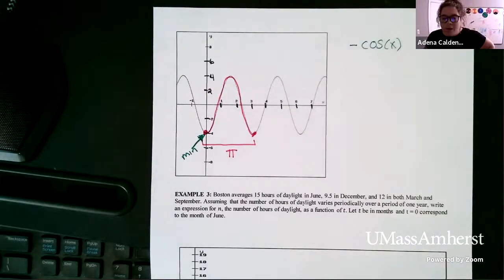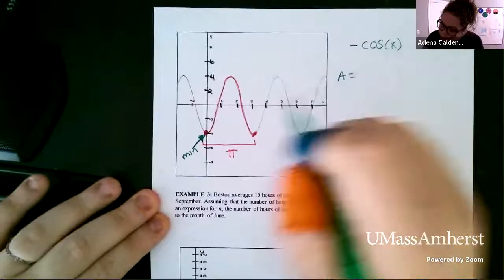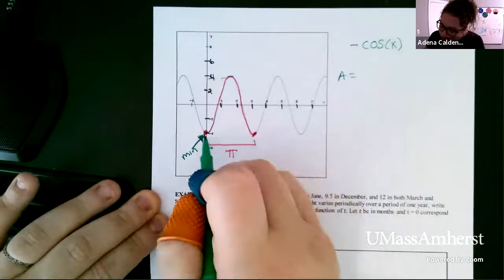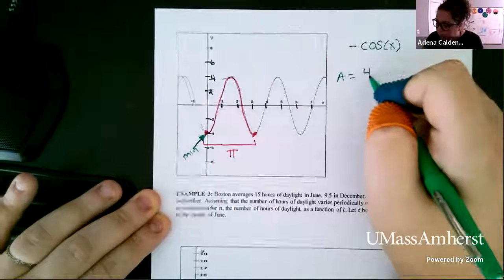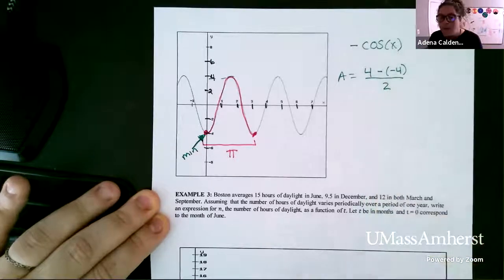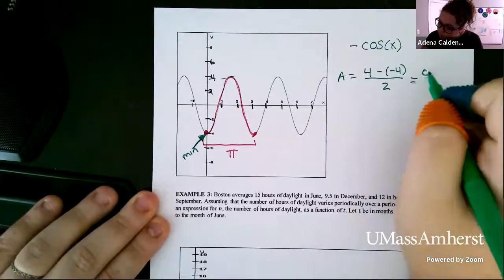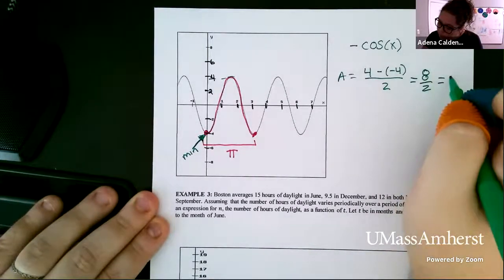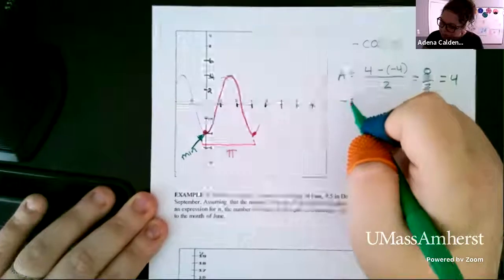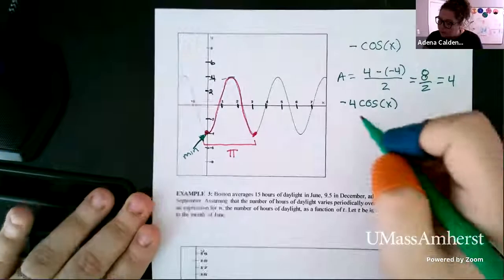So now we want to figure out the amplitude. So here, my max value is 4. My min value is -4. So I have 4 minus -4 divided by 2. Again, be careful with your negatives. So we have 8 over 2, which is 4. So that means I have -4 cosine x so far.